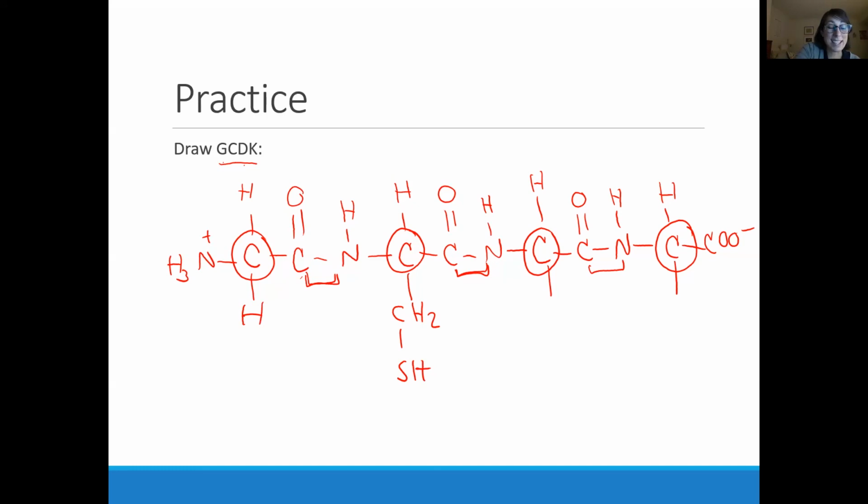The next is D, which is for aspartic acid or aspartate. That is CH2, C double bond O and O minus. And our last one, K, is for lysine. So again, you just have to memorize these structures to add the R groups onto each of these. And there you go. That is how you would draw out this particular peptide, GCDK.